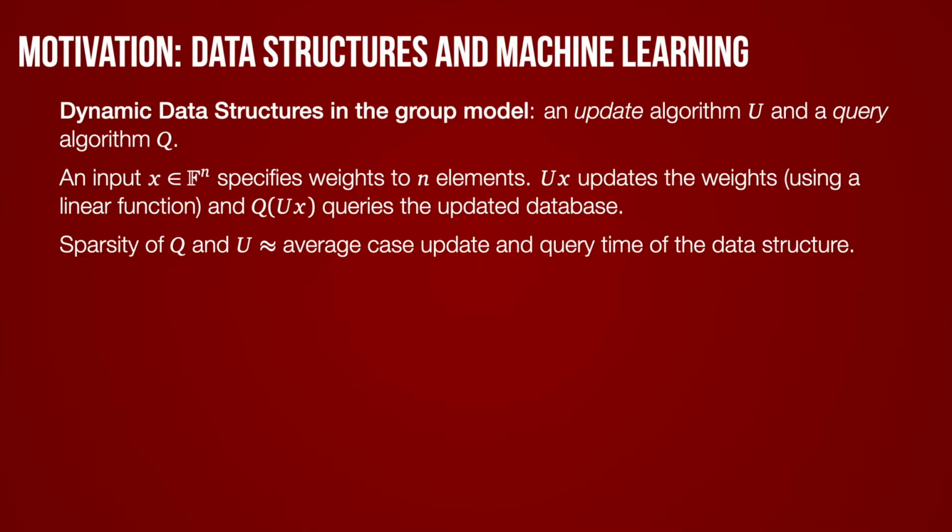Now we can observe that the sparsity of Q and U roughly corresponds to the average case update and query time of the database. If a matrix is very sparse, then most rows are mostly zeros, and then we can apply these operations very quickly. So a matrix which can't be factored this way into a product of two sparse matrices corresponds to a hard database problem. Either the update time or the query time must be large.